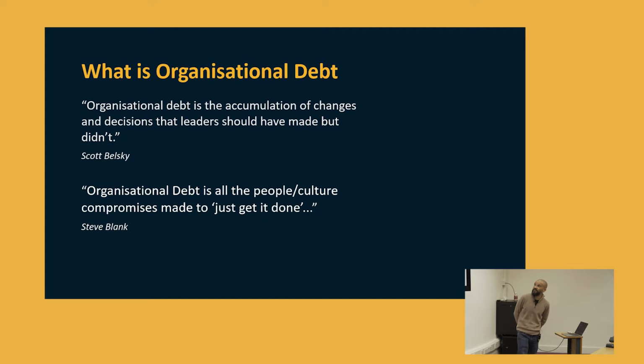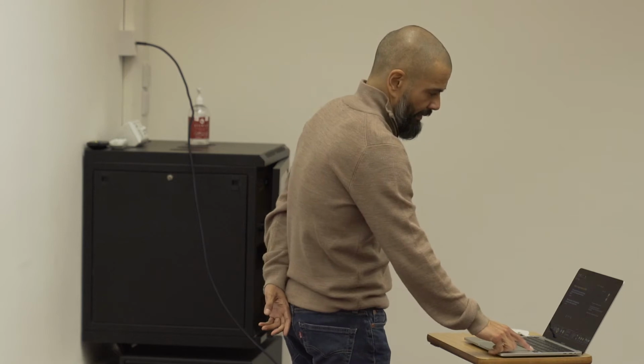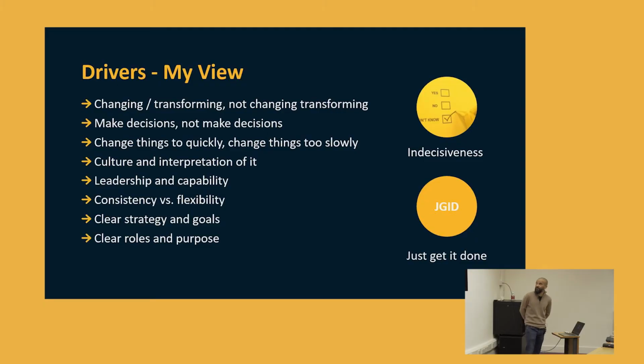And they're quite specific, though. One's about not making decisions, and one's about trying to just get a job done, so you're rushing through it. Now, I think they're both right. My favorite part of that is the people and culture compromises, because that's what I'm talking about today. But I think it's much broader. I think you can create OD from so many things. So we have their thoughts, which I agree with, but I think they're very specific.